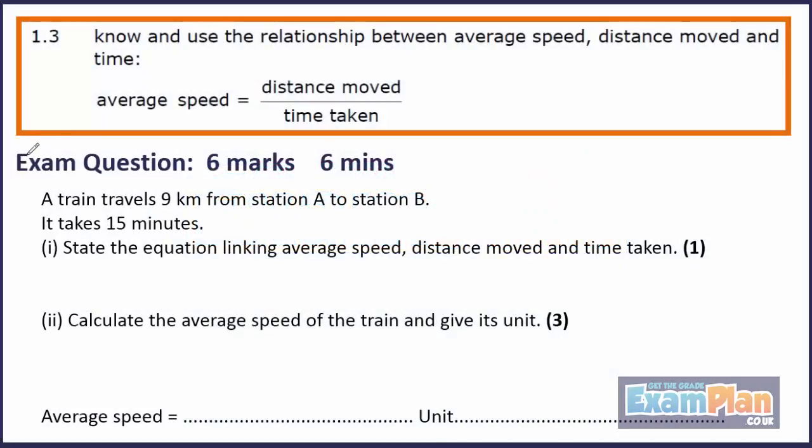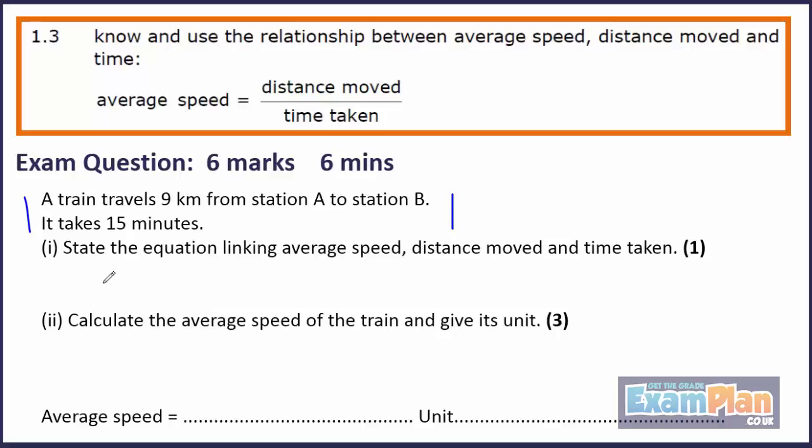Okay, now time for a quick exam question. It's 6 marks, so we have 6 minutes. First, let's read the question. A train travels 9 kilometres from station A to station B. It takes 15 minutes.